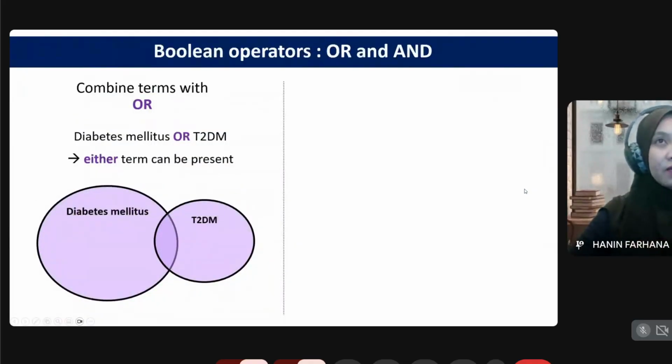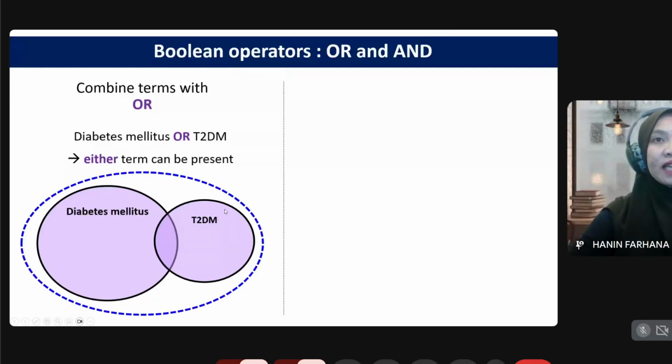So just to get a clearer picture on how Boolean operators OR and AND work. You combine terms with OR, for example, the P just now, diabetes mellitus or type 2 DM. So either term can be present. If you put your search as diabetes mellitus first, it will find this much of articles. And if you put type 2 DM, you'll find this much of articles. But if you search diabetes mellitus or type 2 DM, you will get this much. Okay?